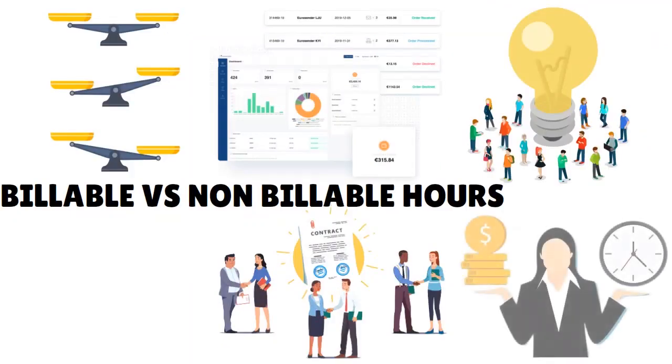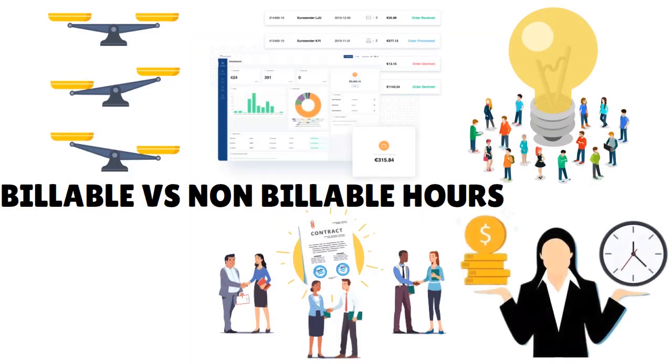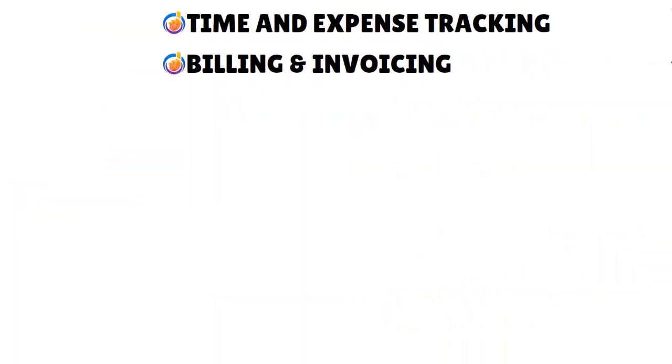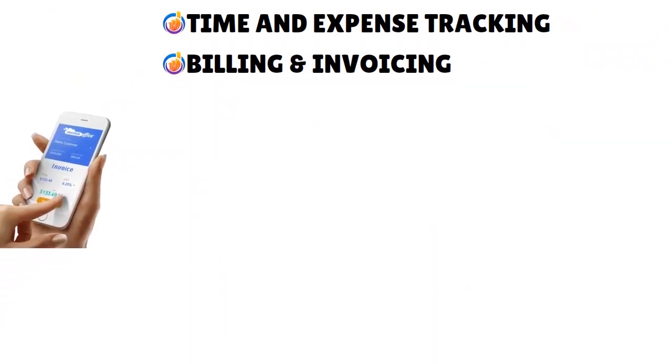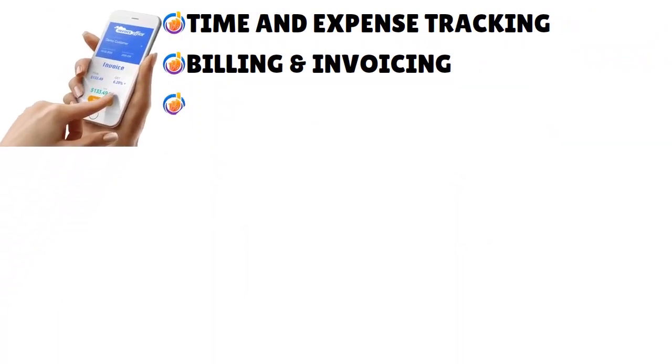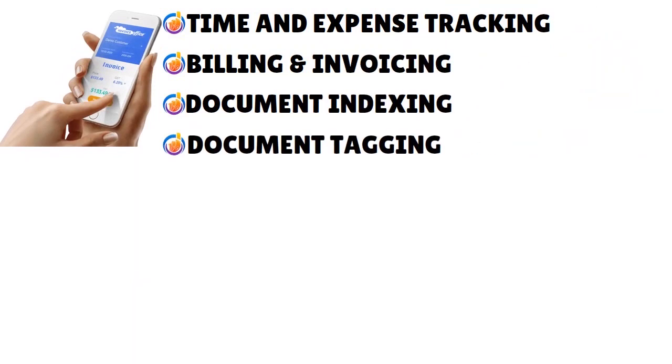You have time and expense tracking. This is a criterion that you want to pay attention to if revenue generation and revenue tracking is important to you. You have billing and invoicing. We love that a lot also when it comes to tracking invoices. Okay, and document indexing and tagging, those two are important within MyCase as they are in Filevine. So here there is nothing new.